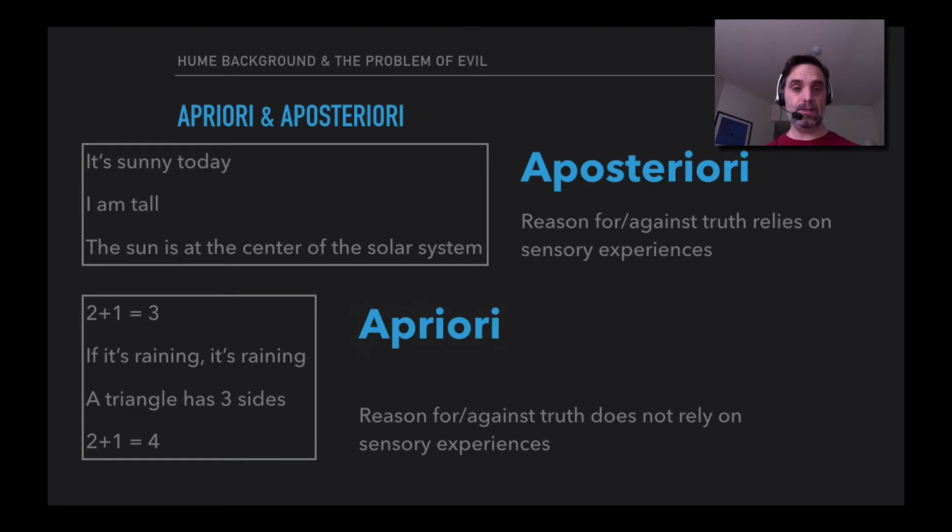Okay, so there's this distinction. How do we know whether or not the claim is true? Do we need to rely on sense experience or not? If we do rely on sense experience, then it's a posteriori. If we don't rely on sense experience, it's a priori.